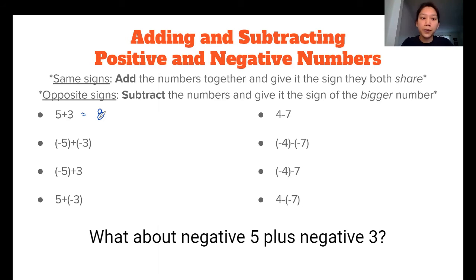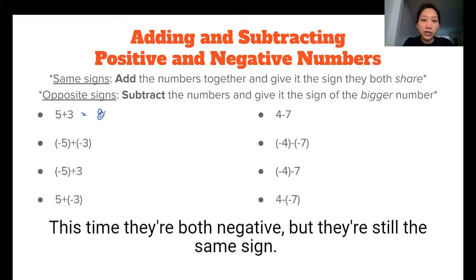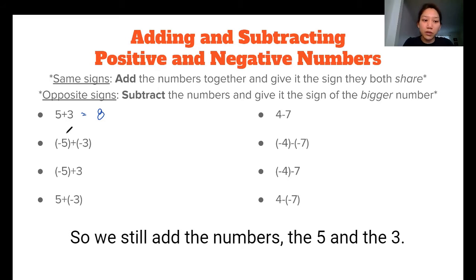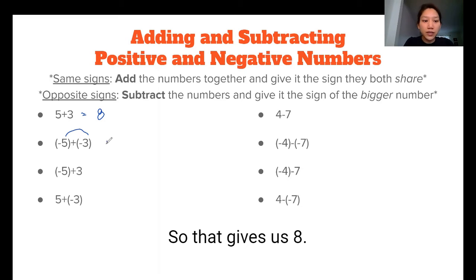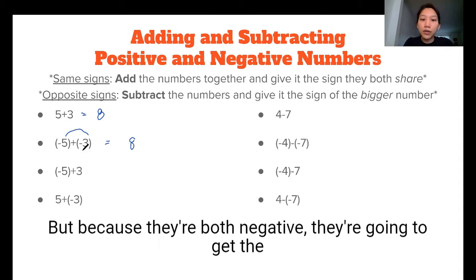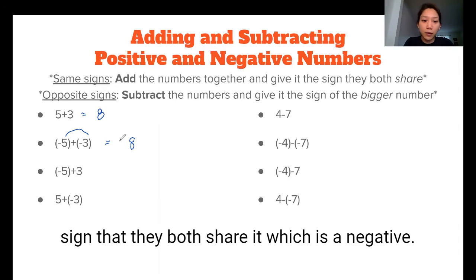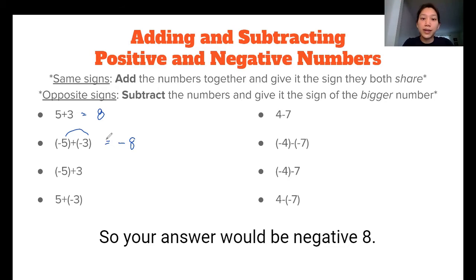So it's positive 8. What about negative 5 plus negative 3? This time they're both negative, but they're still the same signs. So we still add the numbers, the 5 and the 3. So that gives us 8. But because they're both negative, they're going to get the sign that they both share, which is a negative. So your answer would be negative 8.